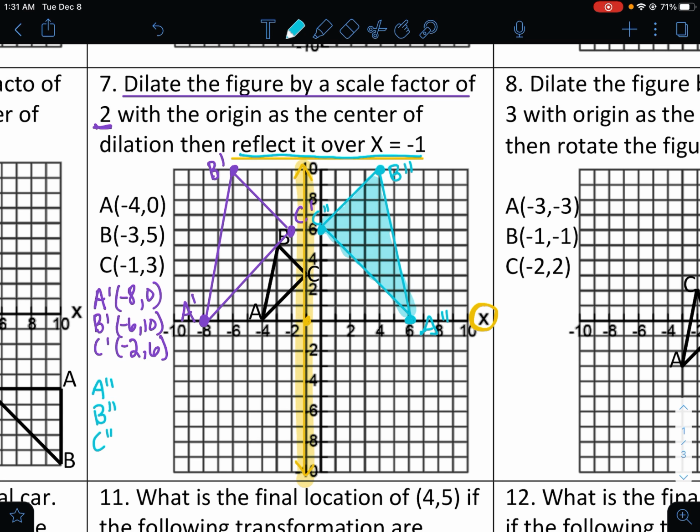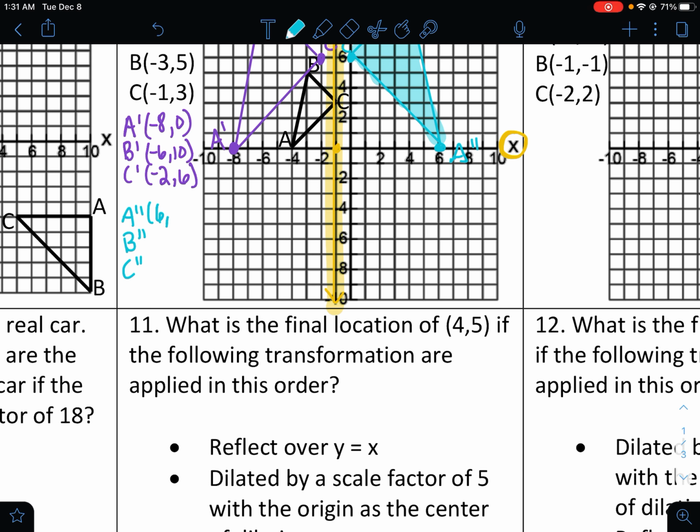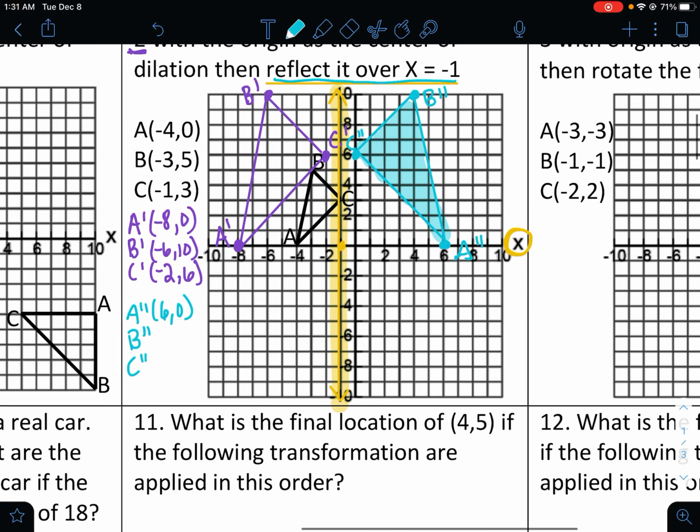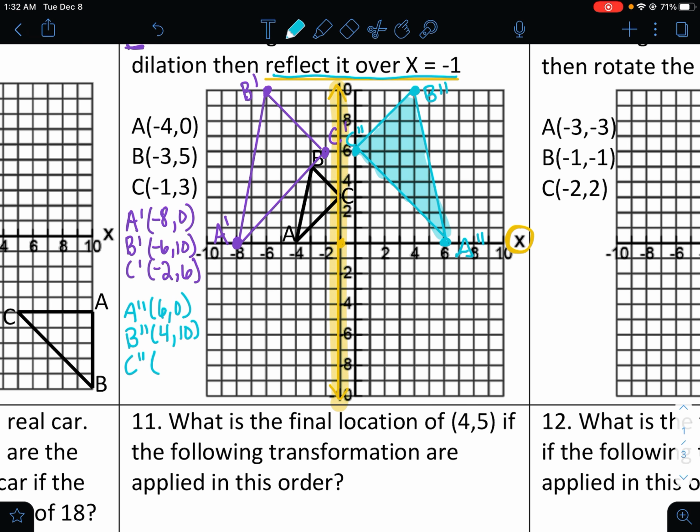So A double prime was at 6, 0, because we had to go 6 right and up or down 0. B double prime is at, looks like 4, 10. 4 to the right, 10 up, if you start from the origin. And C double prime, if you start from the origin, it looks like you just had to go up 6. So that would be 0 and then 6. And there you have it, kiddos. Your first composite transformation. So the final answer would be here. That is your final answer.